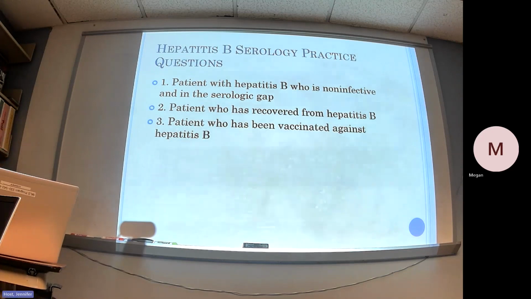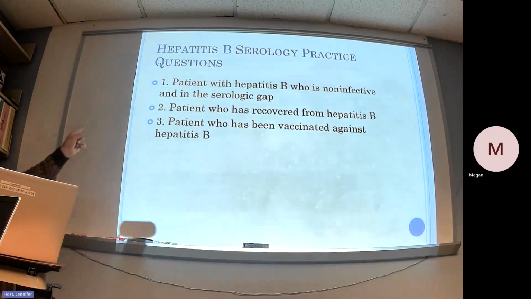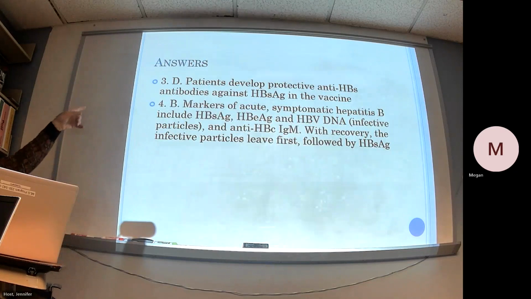Okay, number 2 was markers for recovery are core IgG and anti-hepatitis B surface, which was our patient who has recovered from hepatitis. Patient who's been vaccinated has anti-hepatitis B surface, but that's the only thing. We do not test for anti-hepatitis B in blood. So anybody who's been immune by immunization will not test positive because they're going to test for the healed side.